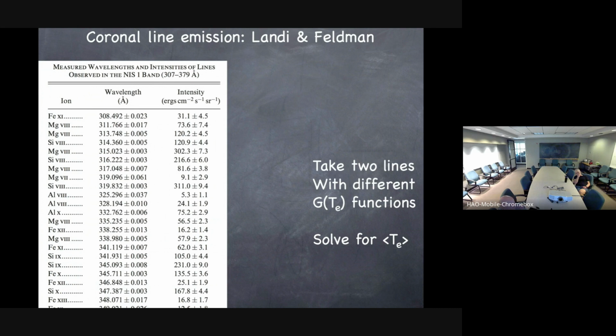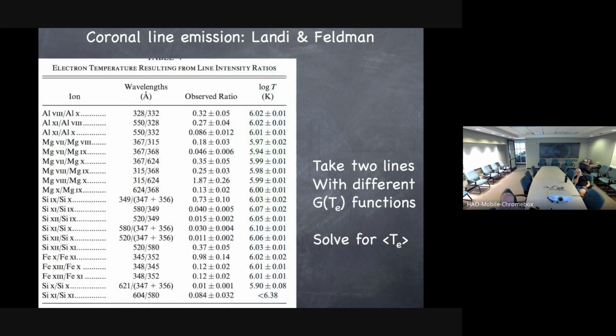The other thing we might try and do is to take two different lines with different G(T) functions and get the ratio of them as a function of temperature. Those are a function of temperature, each one of them. So if we then divide one intensity by the other, we might be able to derive a temperature from it. And that's what these guys did, okay? So this looks like a wonderful, consistent observed ratio, error bars, everything from these kind of spectra. But remember, behind these things, we've got a strong overlap in the G(T) functions.